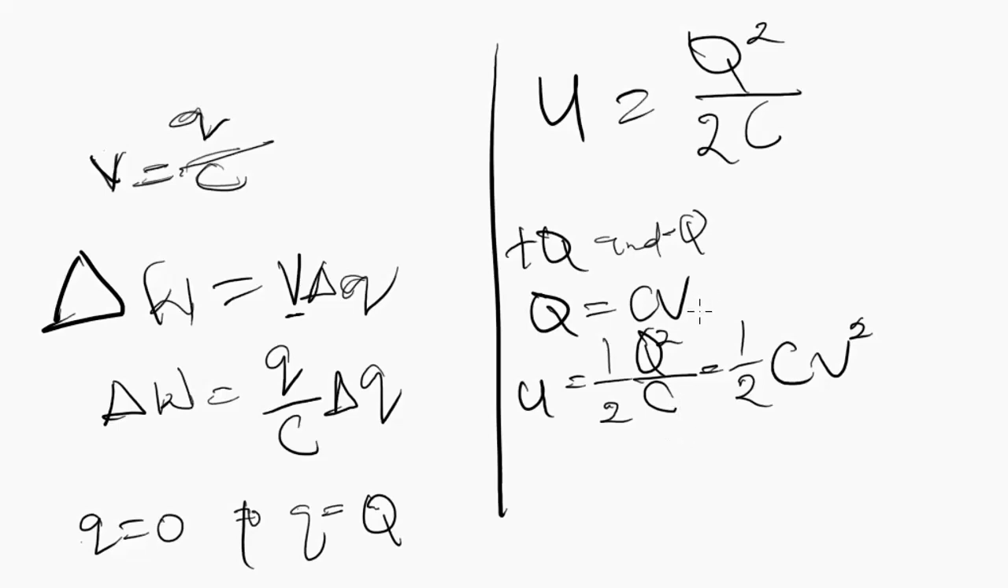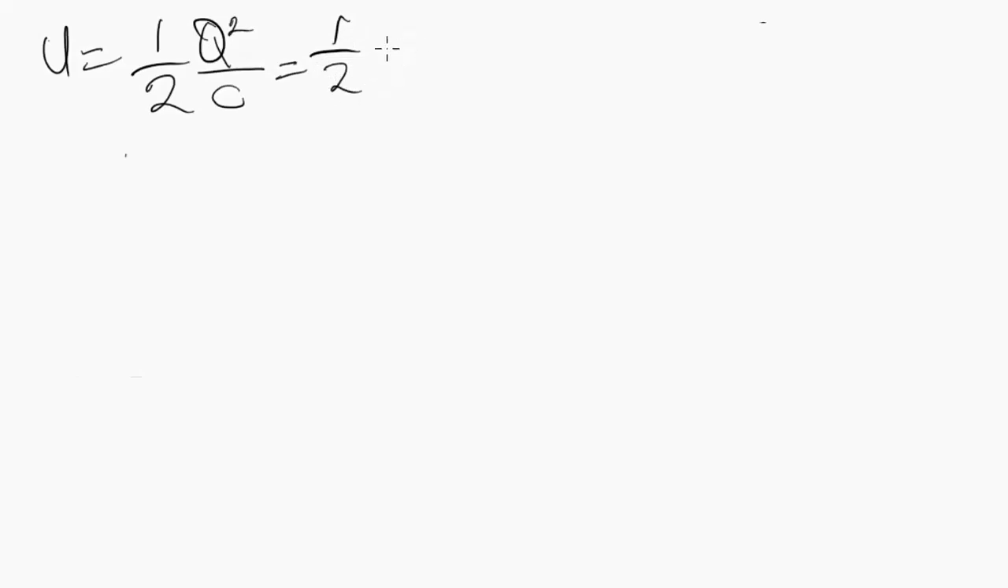Alright, so having gotten to this point, I'll go ahead and wipe this and then see the next slide. Alright, so since we have that U is equal to 1 over 2 Q squared over C, and this is 1 over 2 CV squared, we can also get another equation from this.